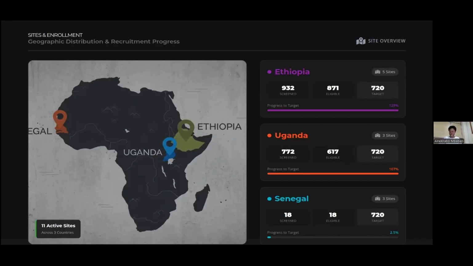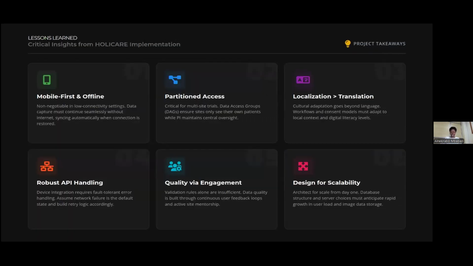Then in Uganda, we have 3 sites, and across the 3 sites we have screened 772, 617 were eligible, and 720 was our target. So in this case, we are getting very close to the target. Senegal came in a little bit later, so the statistics are still low, but we know that by the end of this project, we will be able to hit our desired targets. Next slide, please.